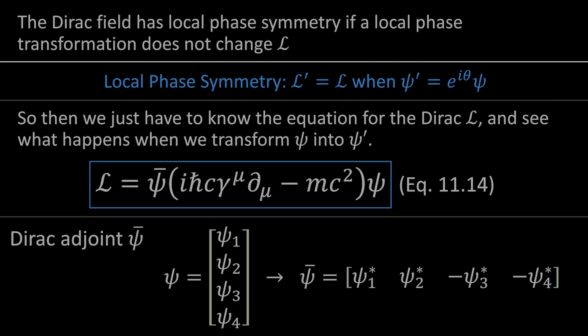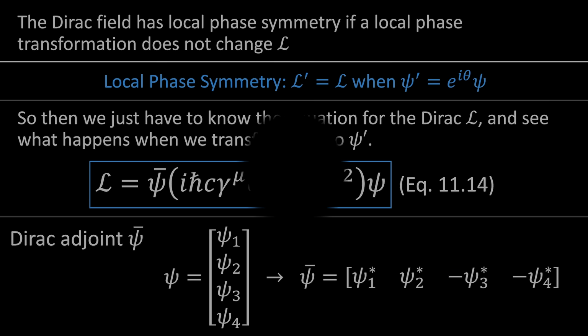steps. Step 1, you take the column that is psi and flip it over into a row. Step 2 is you complex conjugate every term in psi. And step 3 is you multiply the last 2 terms by -1. And there you have it, that's psi bar. Okay, but other than that, all the symbols in the Lagrangian are the same as what we've already used for the Dirac equation, and so we can go ahead and start exploring this Lagrangian.